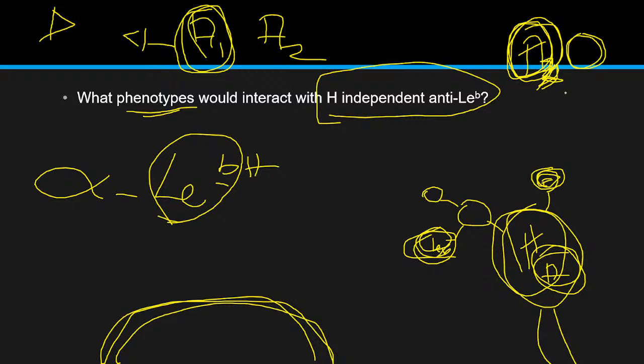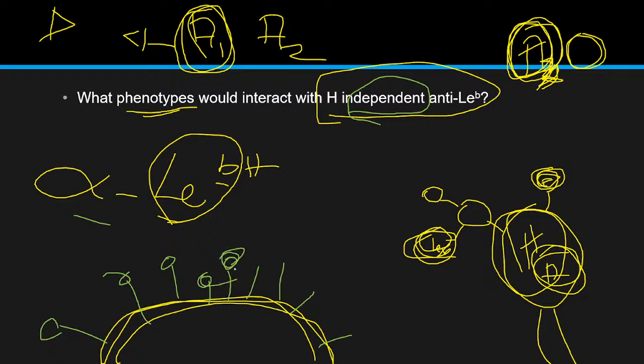Now, babalik tayo. Bakit A2 lang? Kasi, since onti yung binding sites ng A, mas maraming H substance ang naiiwan sa surface ng RBCs. Doon kakapit si anti-LEBH. Kaya nga tinatawag siya na H independent. Sorry, dependent dapat to. Okay?